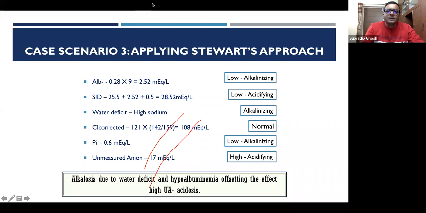Okay, students. Yes, Santosh, metabolic alkalosis is low water, and metabolic acidosis is high water. Yeah, water excess.